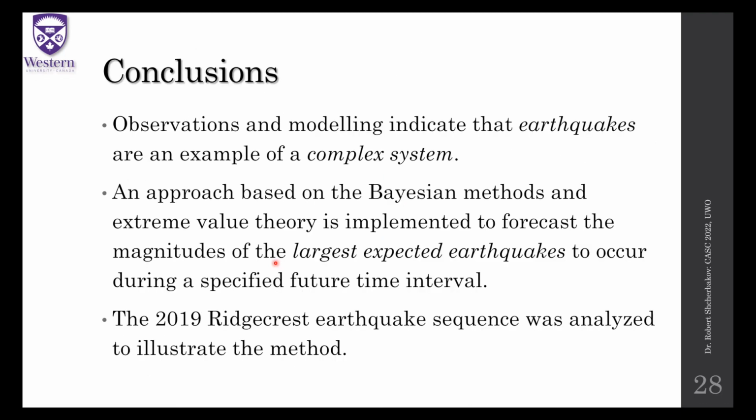So in conclusion, I gave this overview and some indications that observations and modeling show that earthquakes are an example of a complex system. I also presented this approach based on Bayesian methods and extreme value theory to forecast the magnitude of the largest expected earthquakes to occur during a specified future time interval. I illustrated the application using the specific Ridgecrest sequence in California. So thank you. I'm happy to answer your questions.